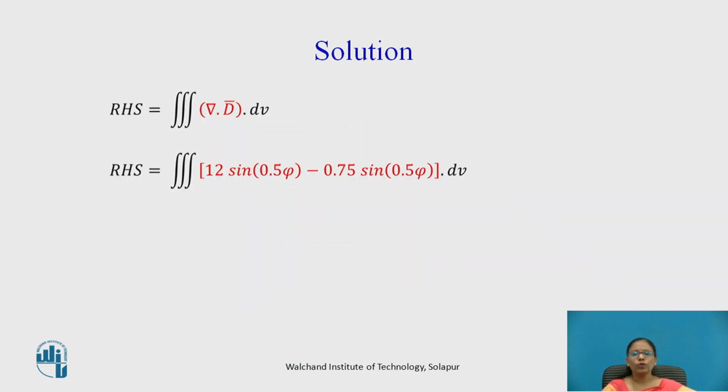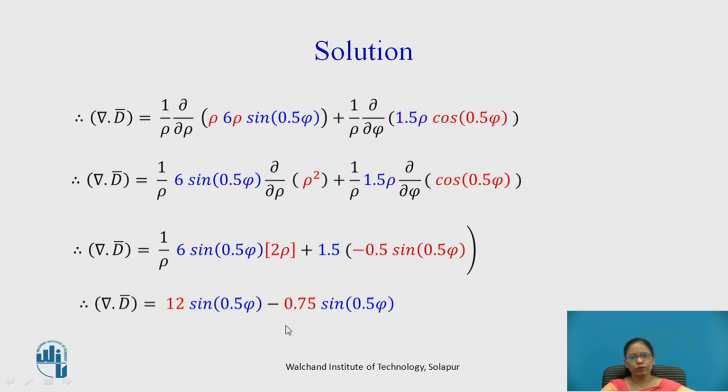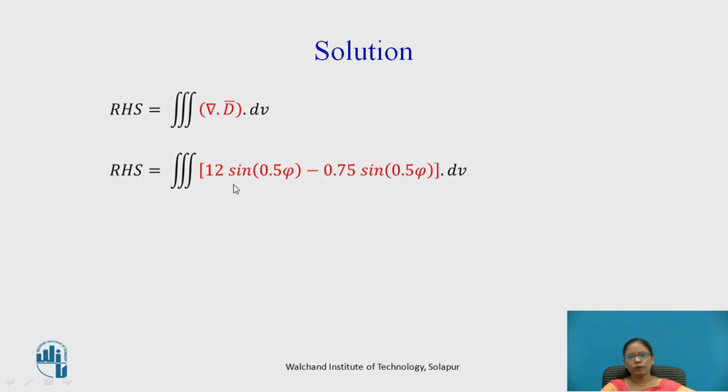So let us go to find out the RHS of the divergence theorem. RHS is the integral of del dot D bar dv. I have calculated del dot D bar, and I need to put that value here with respect to dv. But what is dv? dv is the differential volume, which should be written in cylindrical coordinate system, because the given field D bar is in cylindrical system.